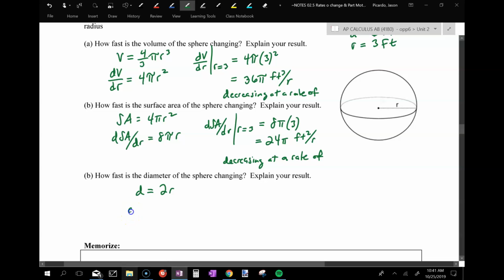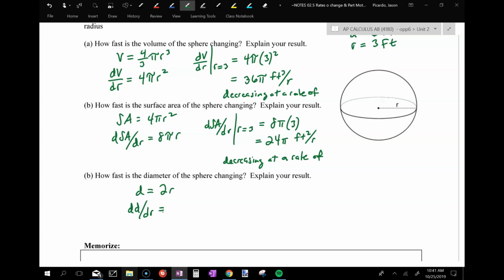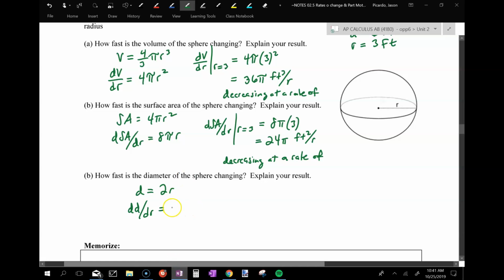All right, well, dD/dr, the derivative of the diameter, right? What's the derivative of 2r? 2. And what's it doing? At that moment, it's decreasing at a rate of 2 feet per radius. Cool? All right. Really, I'm using that phrase, how fast, right? Talking about a rate, okay?